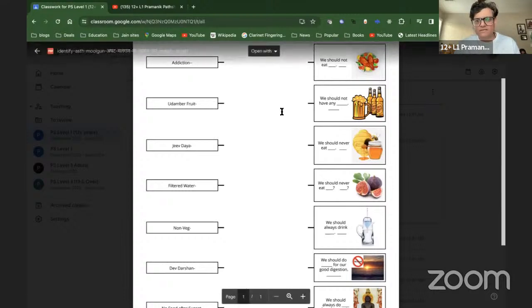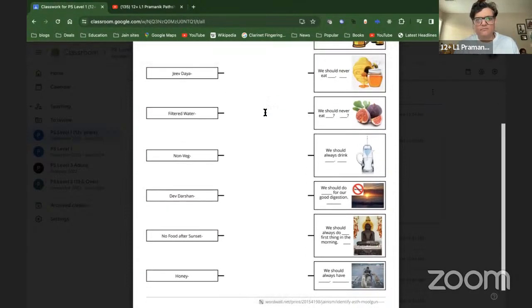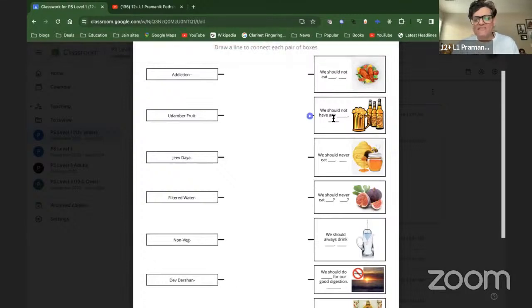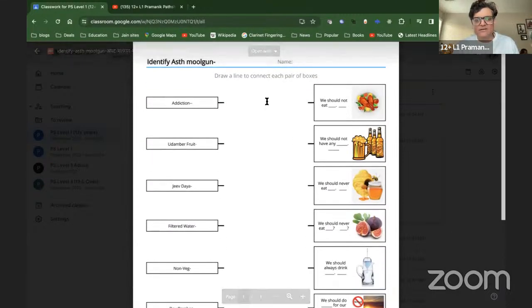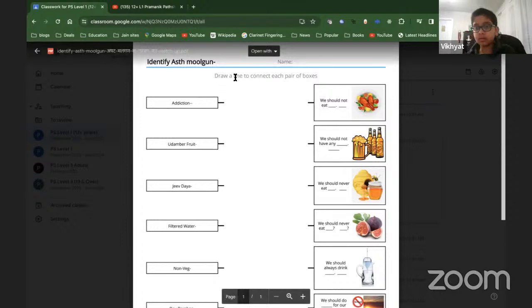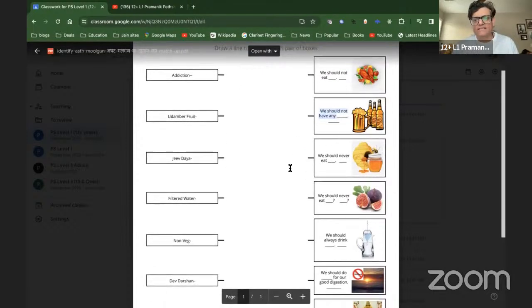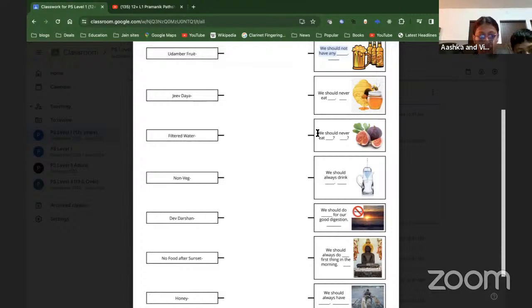So, it's again a match the following. First one, we should not eat what? Non-veg. Yes, it's pretty clear from the picture also. We should not have any dash dash or dash. Go ahead, Ashka. You have to unmute yourself. We should not have any addiction. Yes, no addictions. And we should never eat, Vivan, what? Honey. Yes.